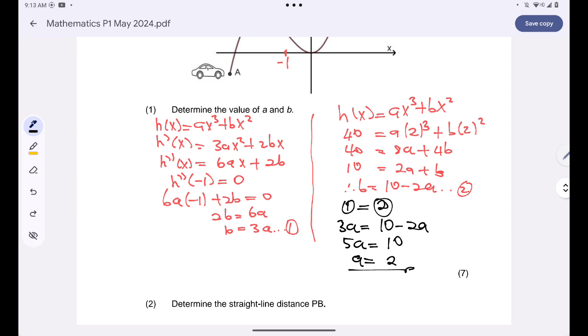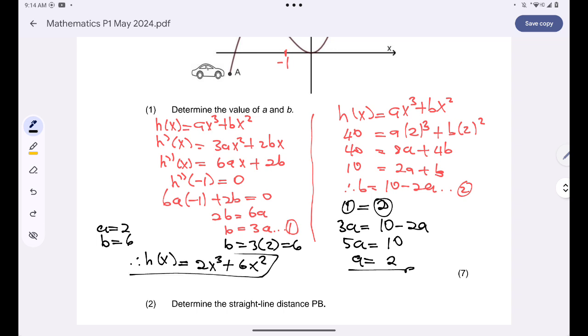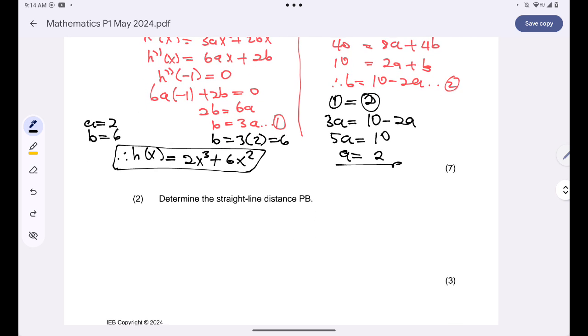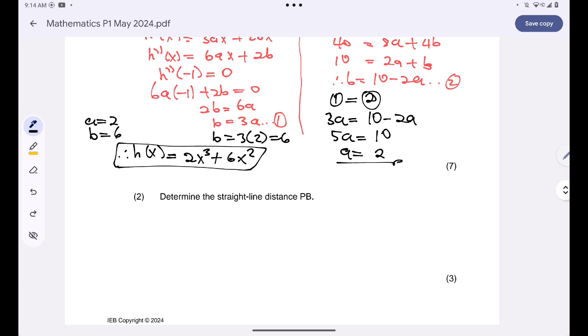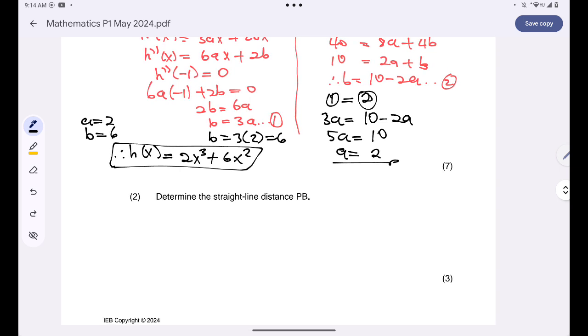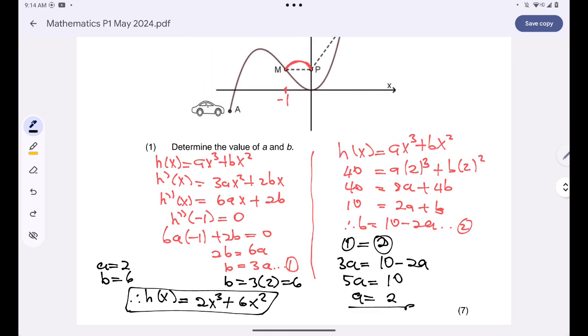After finding a, I can therefore find b. b is 3 multiplied by a, which is just 6. So I know that a is 2 and b is 6. That means the graph of h of x is given by 2x cubed plus 6x squared. This is how I would have dealt with that question. Now I'm supposed to determine the straight line distance PB.